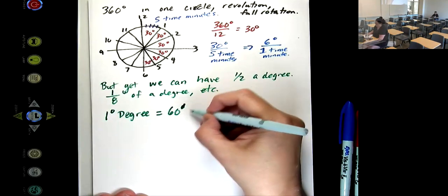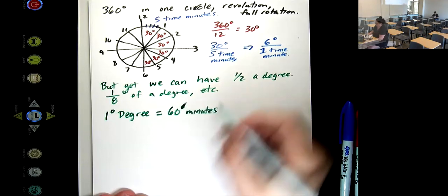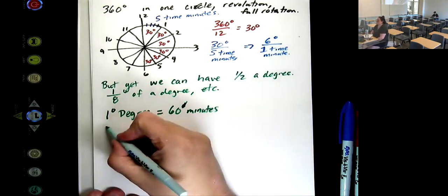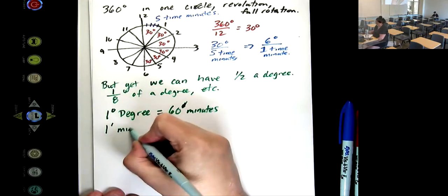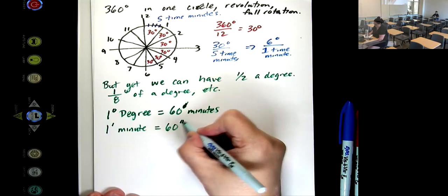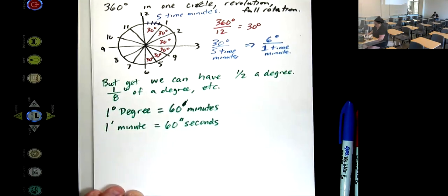And they use a single apostrophe. 1 minute equals 60 seconds. And here they use 2 apostrophes to note it.